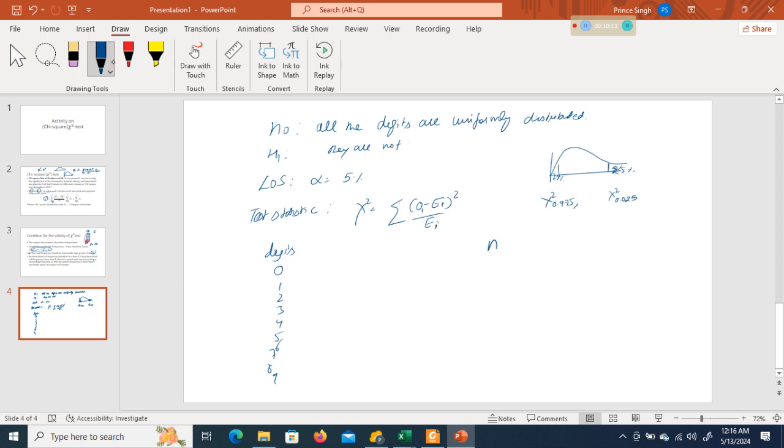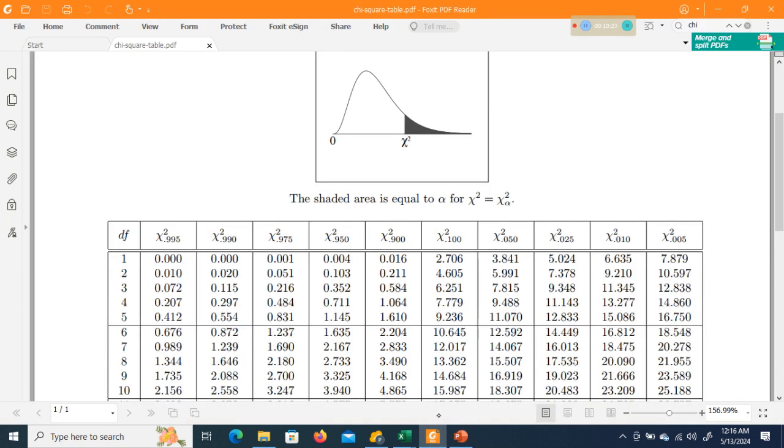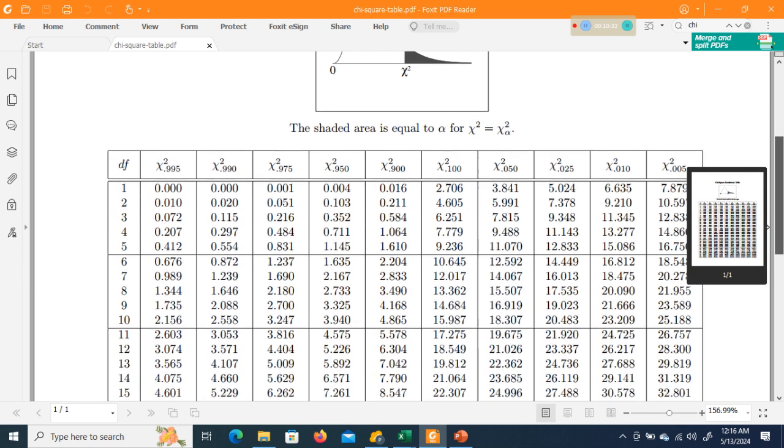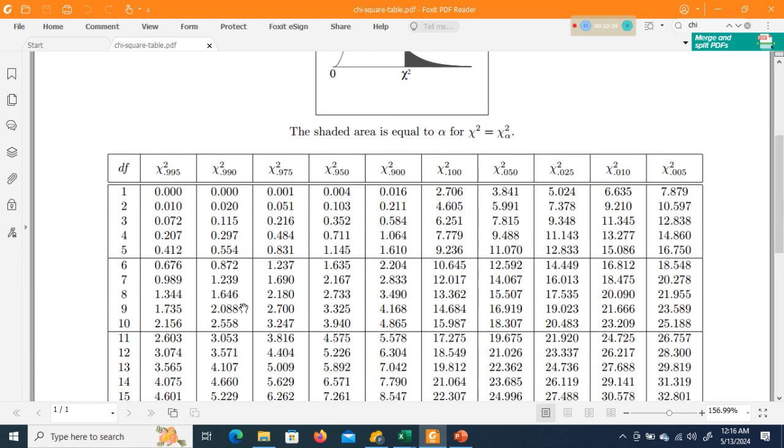So in this case degree of freedom will be n minus 1, that is 10 minus 1 is 9. So I need to check the value of chi-square at this level of significance and this degree of freedom, right? We need to check two different values here. So if I look at this one, 0.975 at 9 degree of freedom, its value is 2.700, and at 0.025 its value is 19.023.